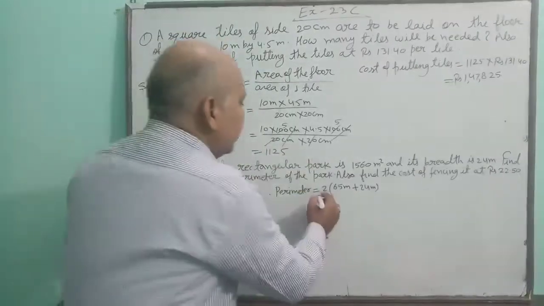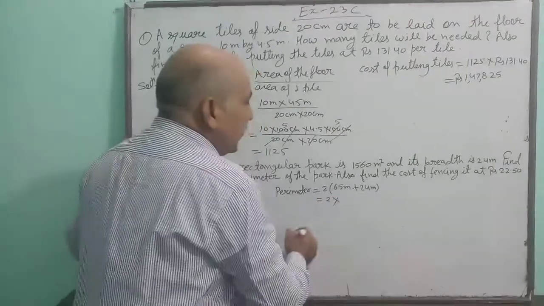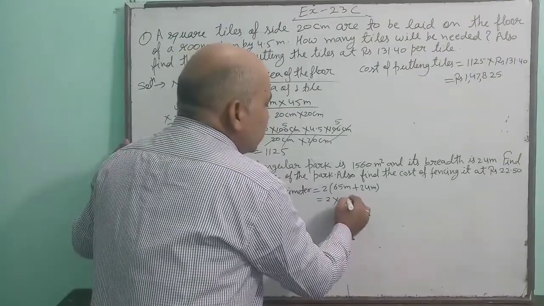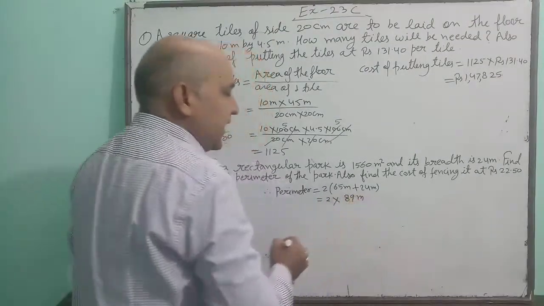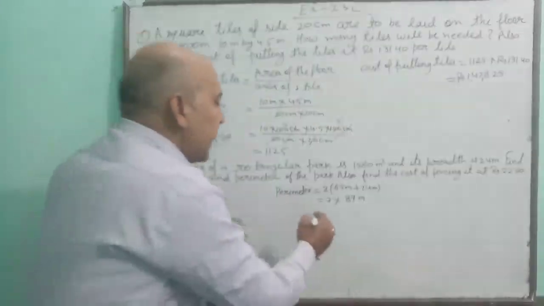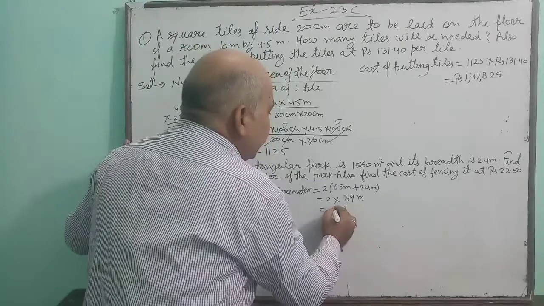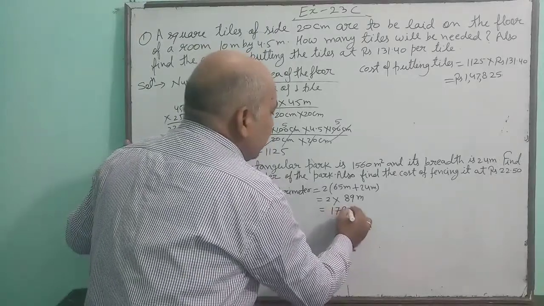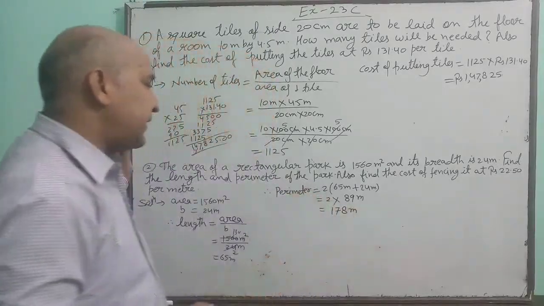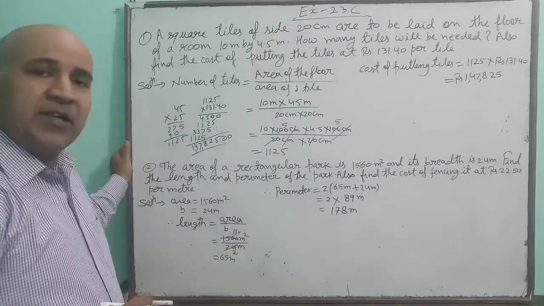Now solve it. 65 plus 24 is 89. Now 89 into 2 is equal to perimeter. 2 into 9 is 18, 2 into 8 is 16 plus 1 is 17. 178 meter is the perimeter.